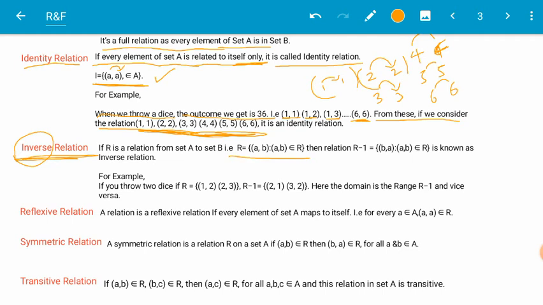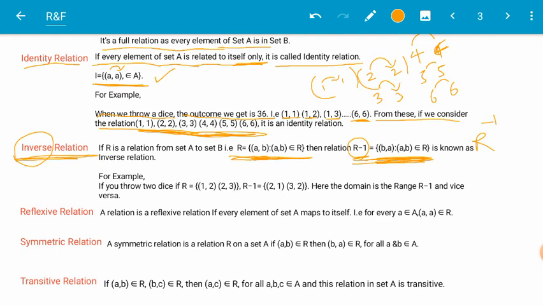Okay, if R is the ordered pair (A, B), then R inverse is (B, A). That is, (A, B) belongs to R. Then R inverse, which you write as R power minus 1, shows you the inverse relation. (A, B) having means here (B, A) should come.